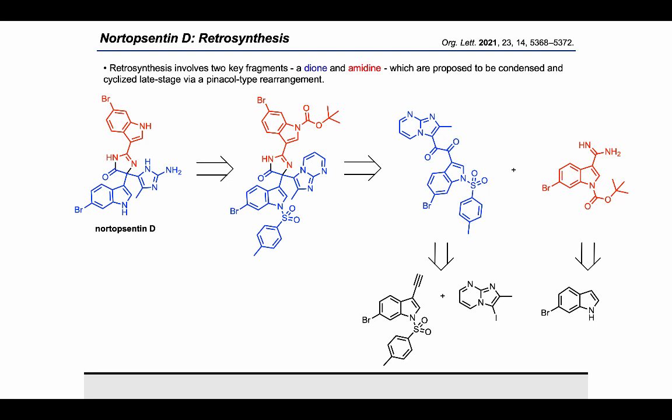After protection, I proposed the central ring be divided into two key fragments, one being a dione, which I've shown here in blue, and the other being an amidine, shown in red. From there, the dione was broken into two more fragments, one being an indole 3-ethyne, and the other being an aryl iodide. For the other fragment, the amidine, I started from a 6-bromo indole.